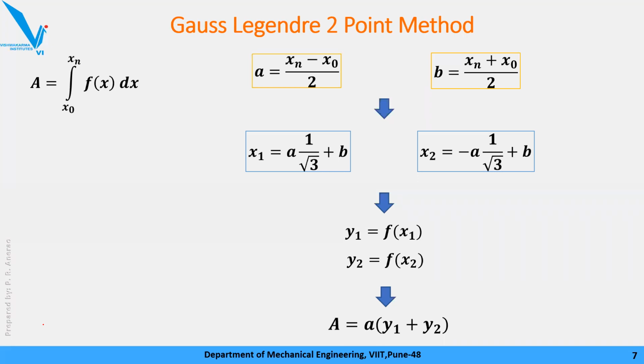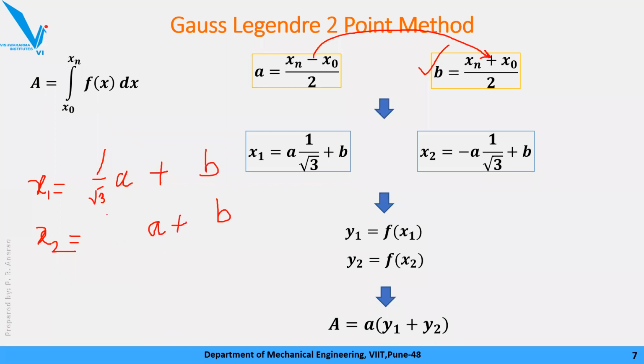Now, how I remember this, I have explained. First I calculate a and b. a is equal to xn minus x0, then I change the sign minus to plus, and I get the value of b. After that, I need to calculate x1 and x2. I know that x1 is nothing but b plus a, and x2 is also nothing but b plus a, but here a has a weightage. Due to the Gauss quadrature, a has a weightage of 1 upon root 3 in x1, and in x2 the weightage is 1 upon root 3 but it is negative, so it goes on the negative side.